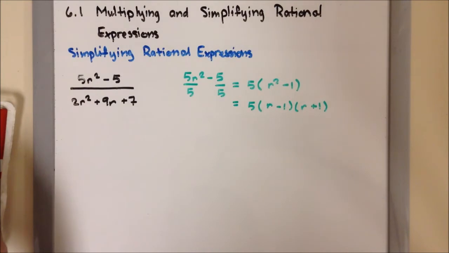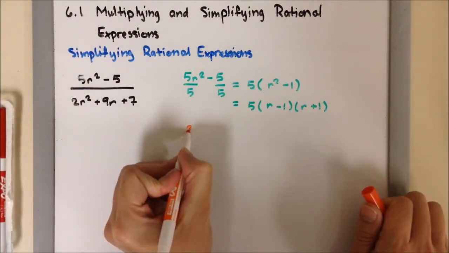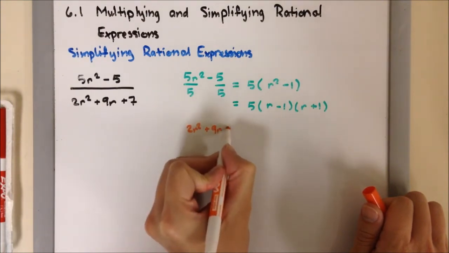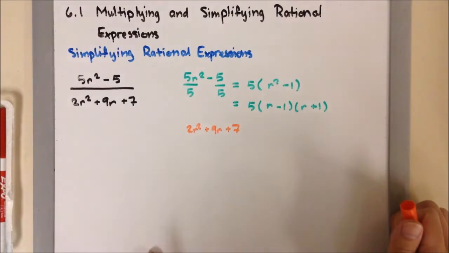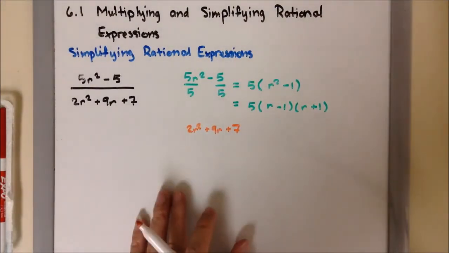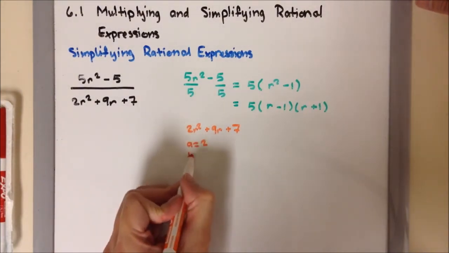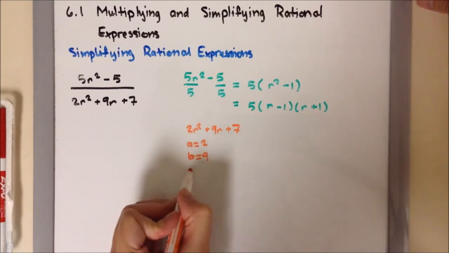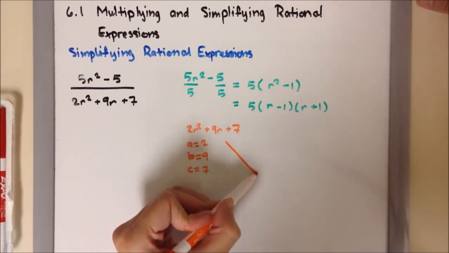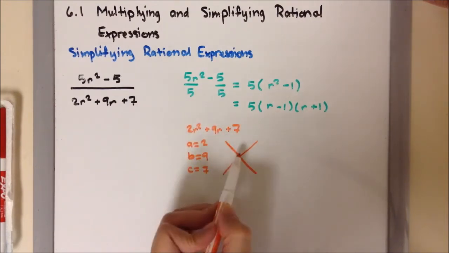Alright, next one is 2r squared plus 9r plus 7. So A is 2, B is 9, and C is 7. All three are positive numbers. Again, I'm not going to write the whole thing. Basically, just follow the same process.